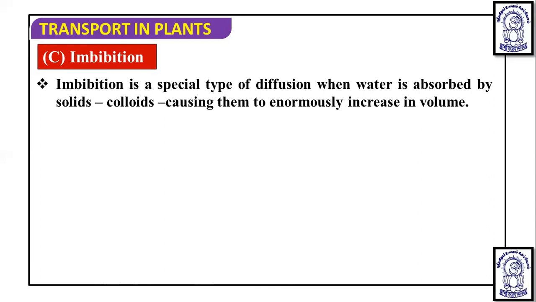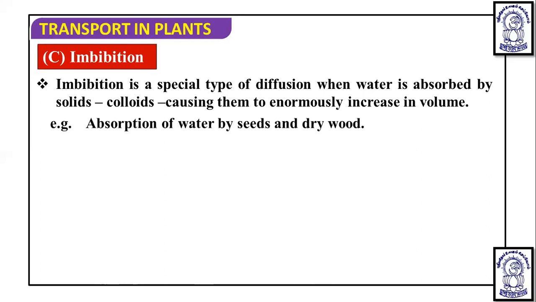Now after plasmolysis, one more phenomenon we are going to discuss here, that is imbibition. When we talk about imbibition, it is also a special type of diffusion, where water is absorbed by solid colloids, causing an enormous increase in volume. For example, the absorption of water by seeds and dry roots. Examples of solids or hydrophilic colloids are seeds and dry wood, and they absorb water and increase in size.